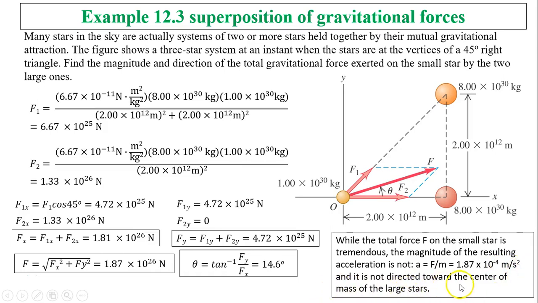And it is not directed toward the center of the mass of the larger stars. It's not the center. The center would be right in the middle. It's toward the lower star. That is because the lower star has more attraction on the smaller star than the top star.